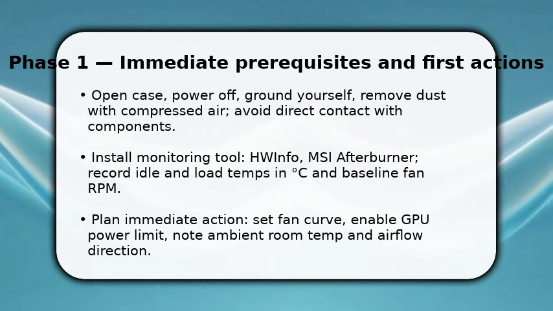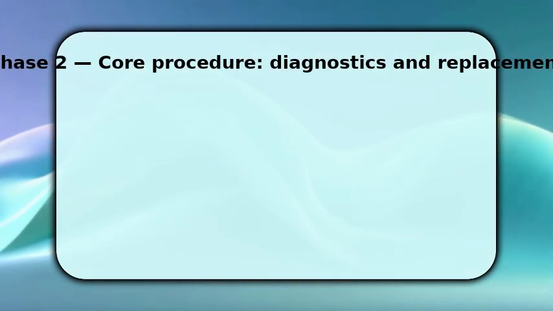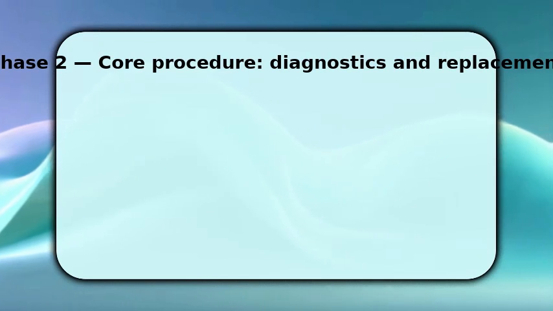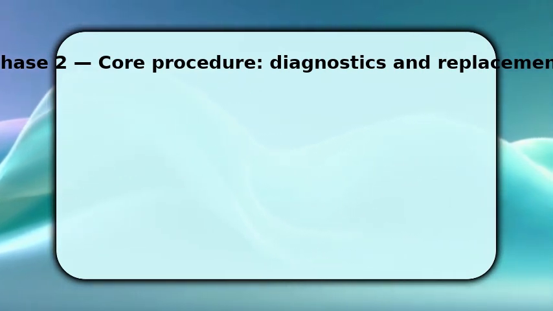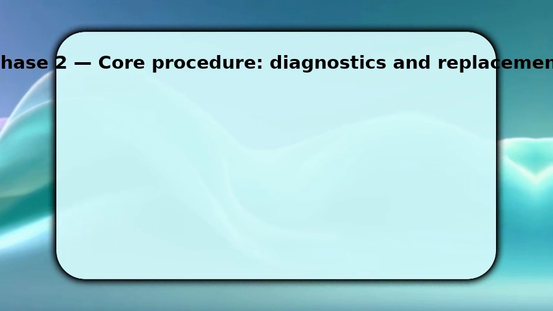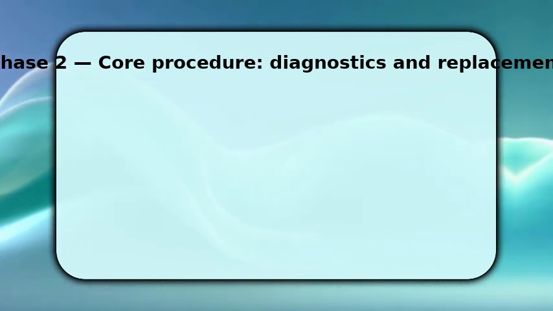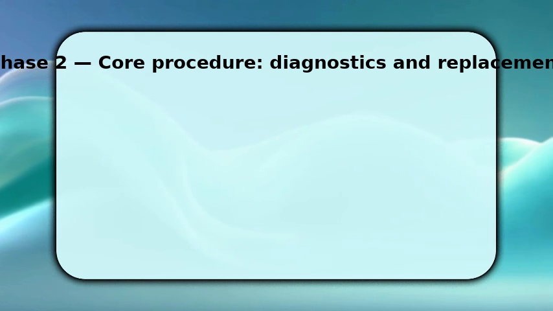Now you take control of how the GPU behaves under load. Open MSI Afterburner and build a fan curve that ramps to 70-85% between 70 and 80 degrees C, while keeping fans quieter under 50 degrees C. This reduces peak temperature quickly.